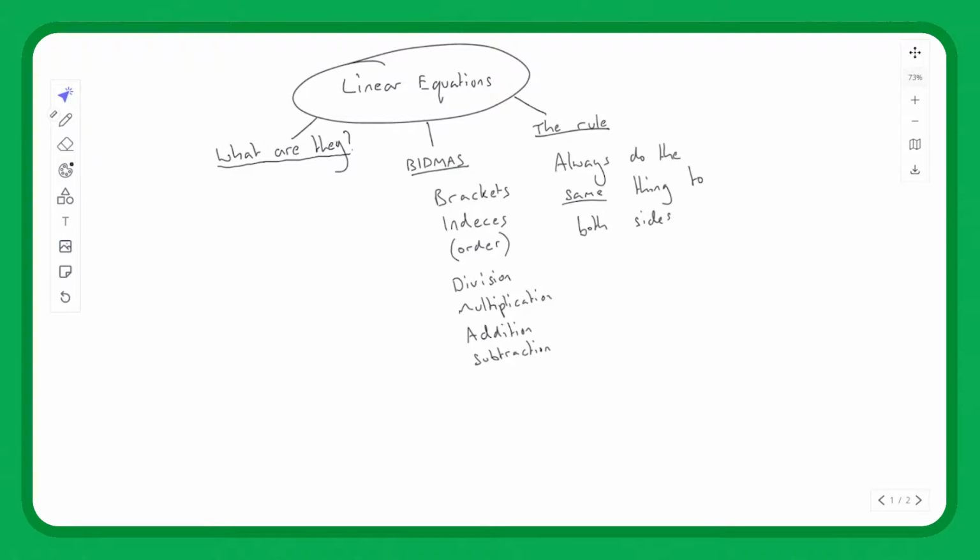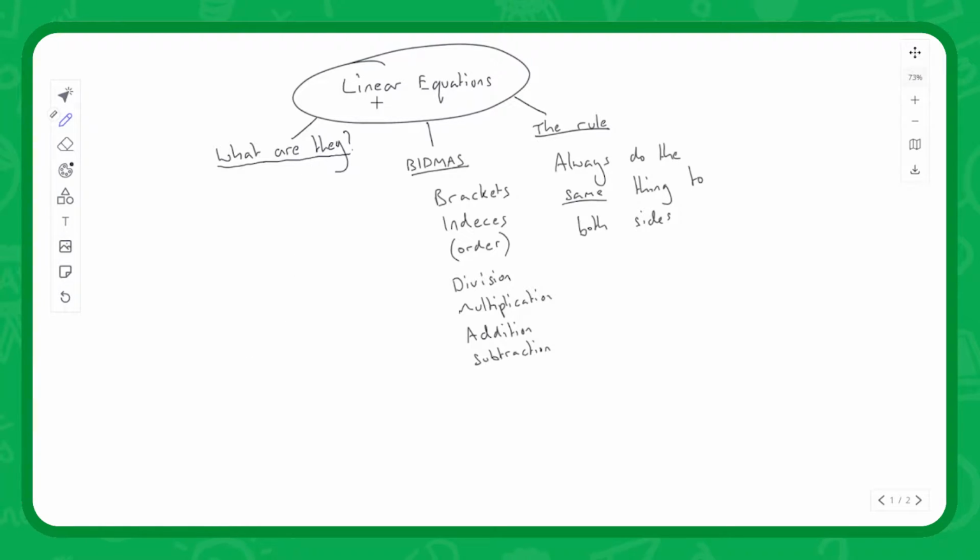So we are looking at linear equations. We're going to look at what they are, and what we mean by linear. We're going to look at BIDMAS and how it affects the order in which we do things. And finally, we're going to see how the rule works with these things. So we always have to do the same thing to both sides, and we're going to look at why we do that and what it means.